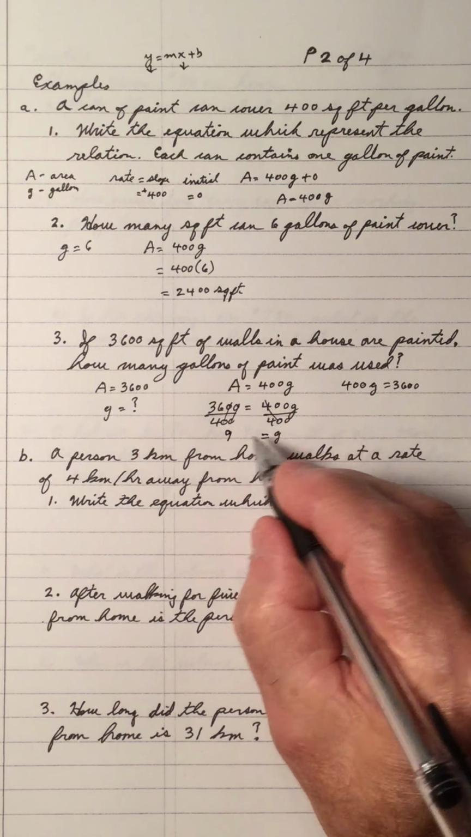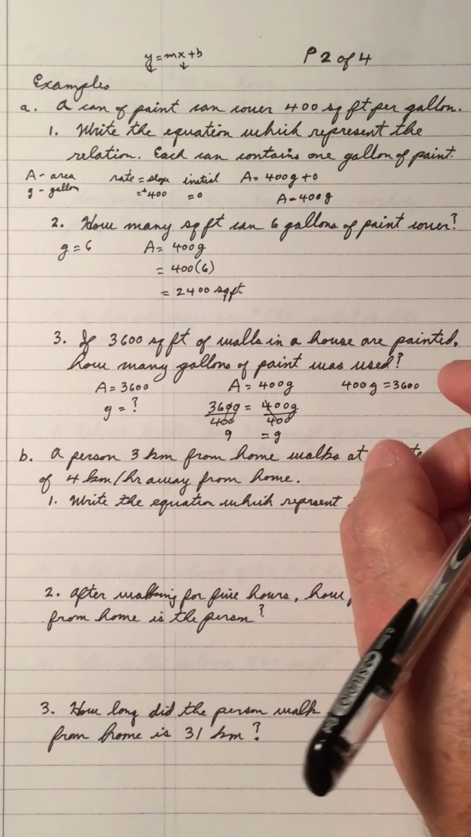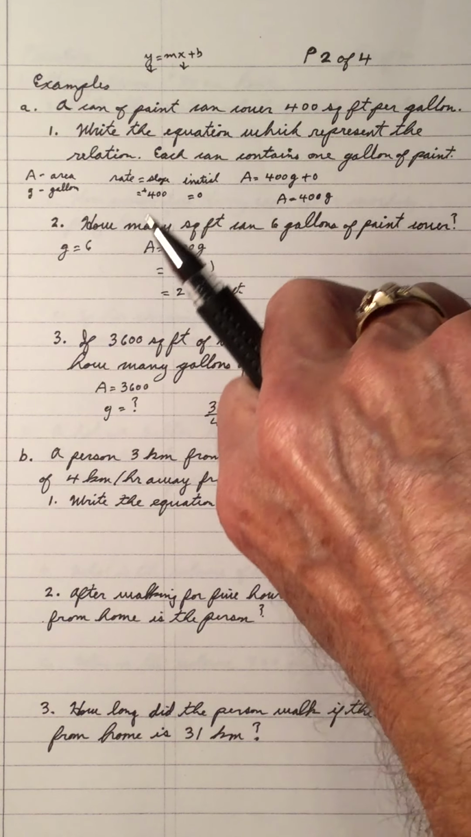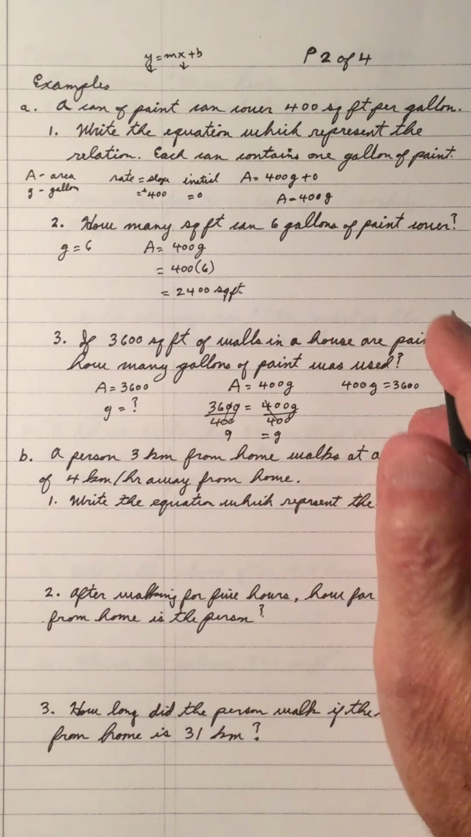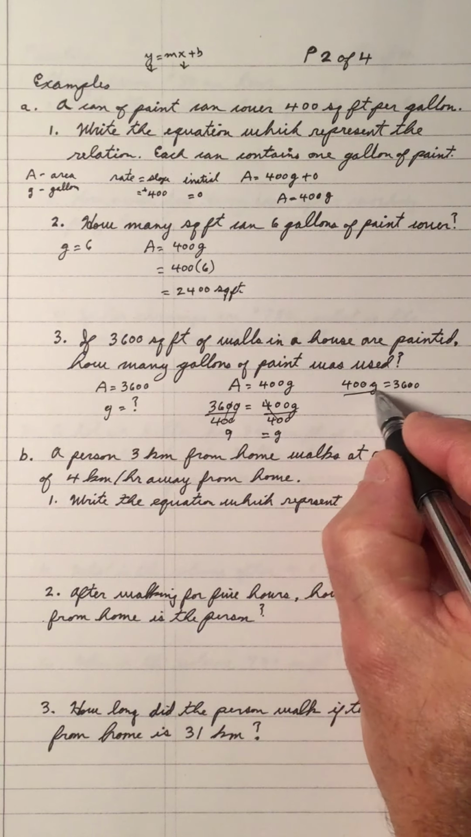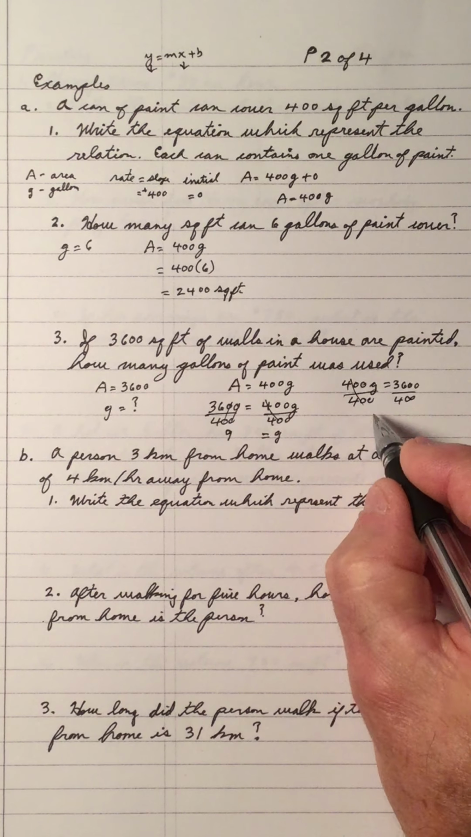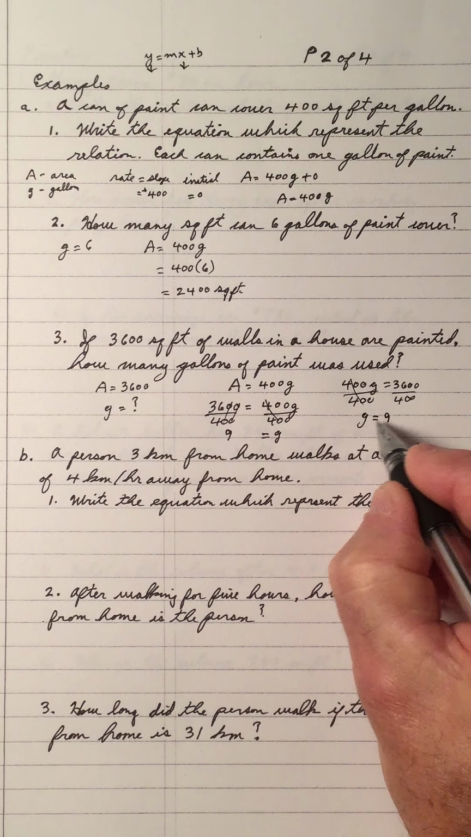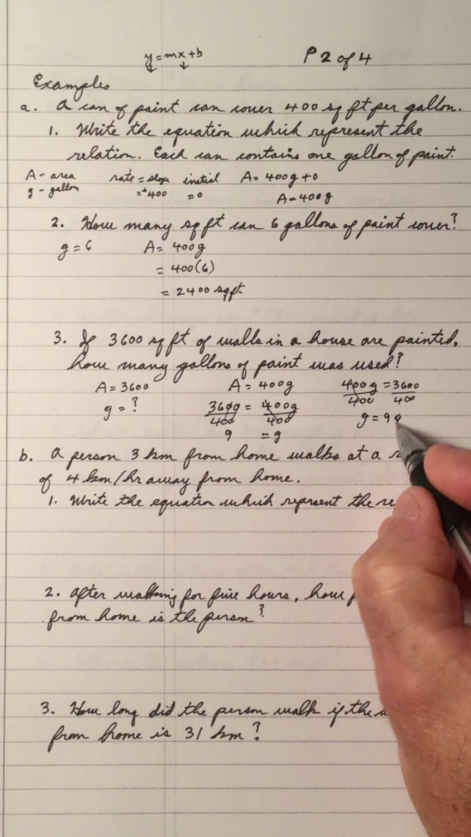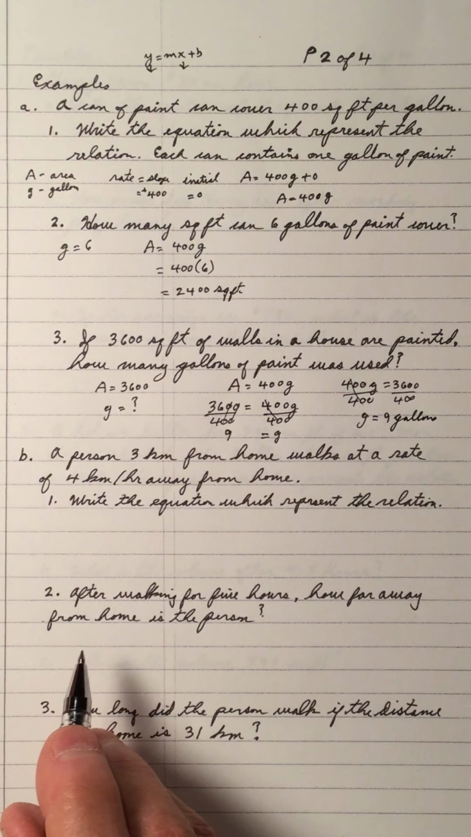If you switch the order and put the variable on the left and the numbers on the right, flipping the whole equation around left to right and right to left, you don't have to change the signs. So if you want to write it like that, it still becomes G is equal to 9. So 9 gallons is what's needed to do the 3,600.